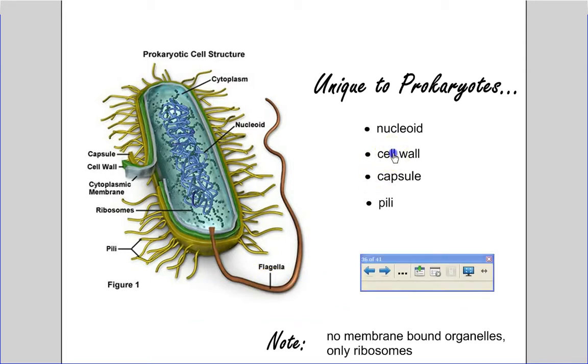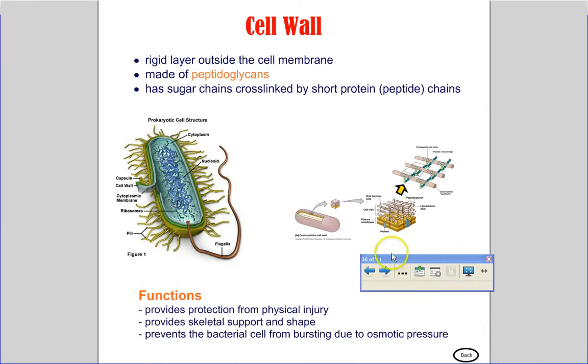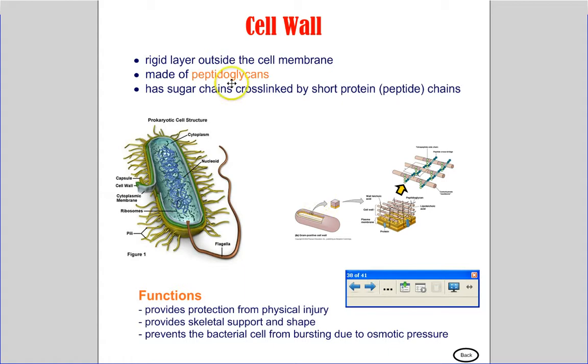They have a cell wall. So they're similar to a plant in that they have cell walls around their cells, but their cell walls are very different in their nature and their chemistry. Basically it's a rigid layer around the outside of the cell membrane. It has the same functions as the cell walls in plant cells. It provides protection from injury, skeletal support and shape, and it prevents the cell from bursting due to water moving in or due to osmotic pressure.